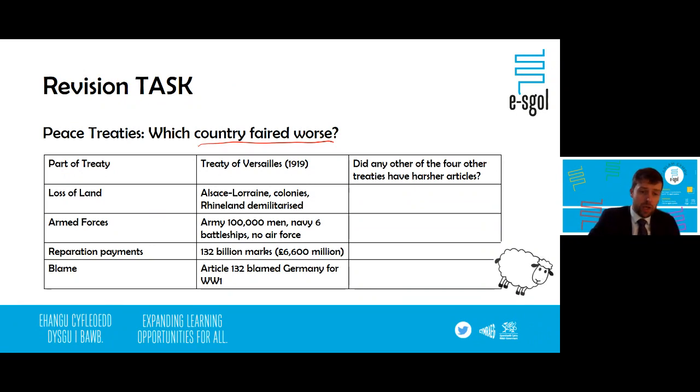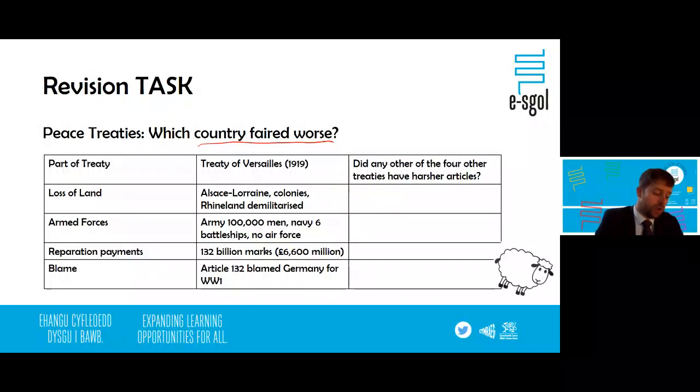So the Treaty of Versailles led to the loss of Alsace-Lorraine, the colonies that Germany had in Africa, and the demilitarization of the Rhineland. So significant, the loss of territorial lands in present-day Namibia, present-day Tanzania, are huge losses to Germany at the time. But did any of the other four treaties have harsher articles than this?